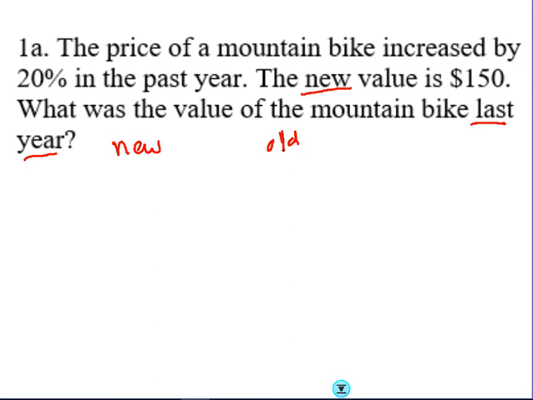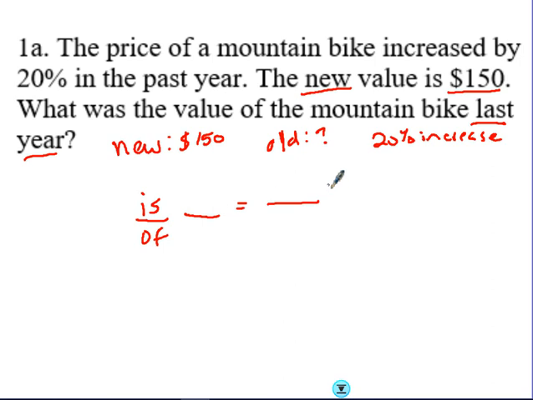We also know that the price of the bike increased by 20%, so we're going to write 20% increase. I know my new amount is $150, so I'm going to write that down. I'm always going to start off writing out my given information. If I'm looking for the price of the bike last year, that's the old, which I don't know. We can put a question mark or an X. I'll put a question mark for now, and then I'll put an X in the equation. As it's always been the case, we say is over of equals the percent over 100.